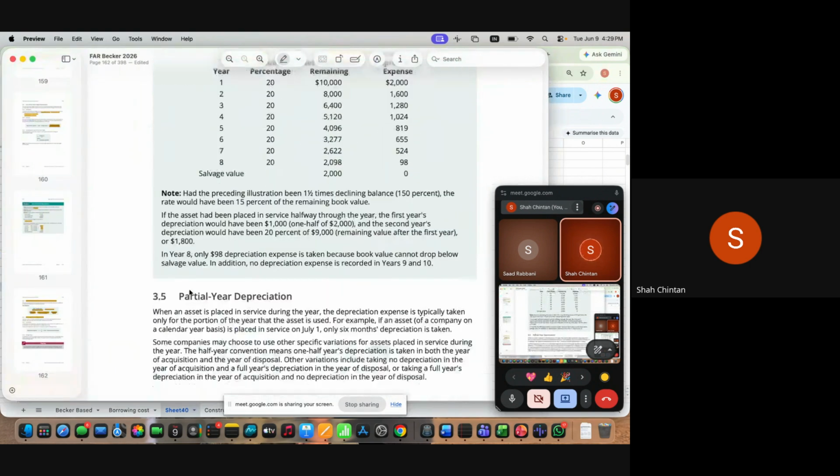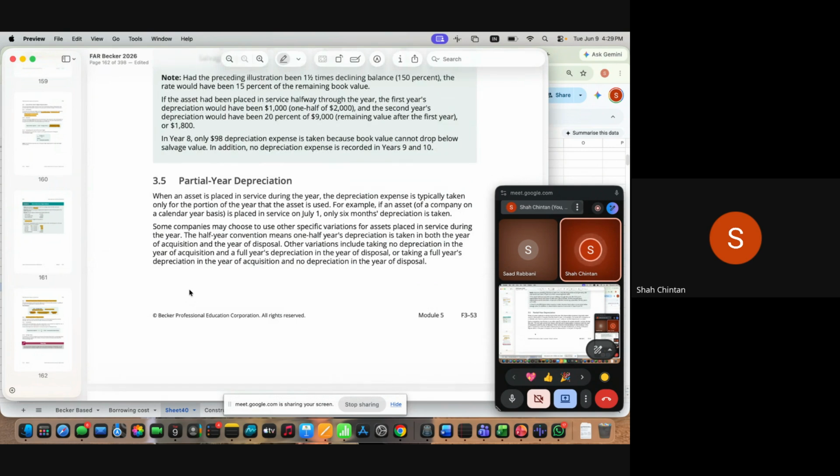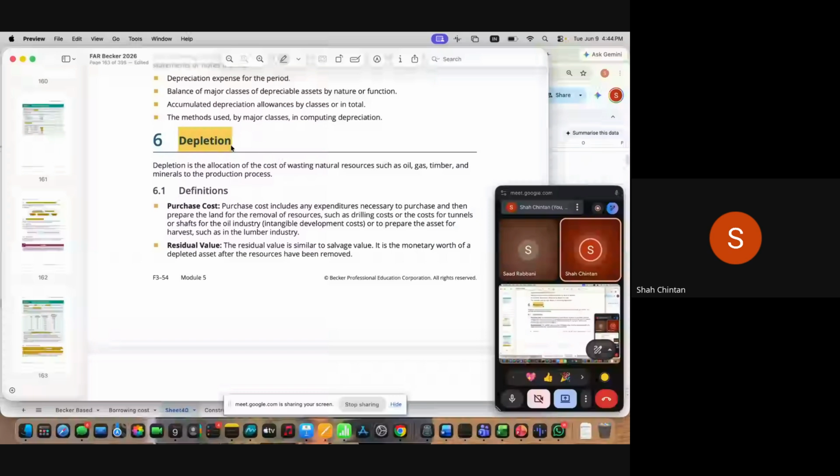Okay, let's go to the next concept, which is what you just asked a question about: partial year depreciation. When an asset is placed in service during the year, the depreciation expense is typically taken only for the portion of the year for which the asset is used. For example, if an asset is taken on 1st of July, then only 6 months of depreciation will be charged. So this is a general rule.